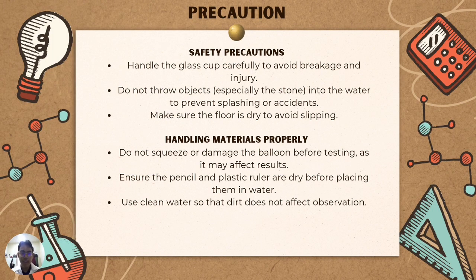For the first one, handle the glass cup carefully to avoid breakage and injury, because when the glass breaks and hits our hand, our hand could bleed, and this is very dangerous. The next one is do not throw objects, especially the stone, into the water to prevent splashing or accidents. The next one is make sure the floor is dry to avoid slipping. This is because we want our safety to always be ensured, and we don't want any injuries to happen.